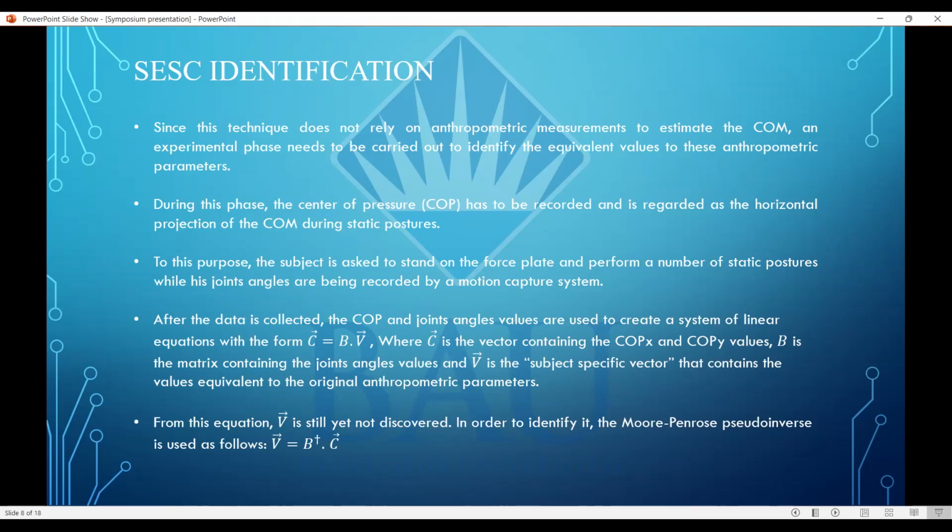After collecting the data, center of pressure and joint angle values are used to create a system of linear equations of the form C = BV, where C is the vector containing the values of the center of pressure, Cx and Cy, which is recorded by a force platform. B is the matrix containing the joint angles, and V is the subject-specific vector that contains the values equivalent to the original anthropometric parameters. From this equation, V is not yet discovered. So in order to identify it, there has to be a series of multiplications using linear algebra, and the Moore-Penrose inverse is then used as follows.